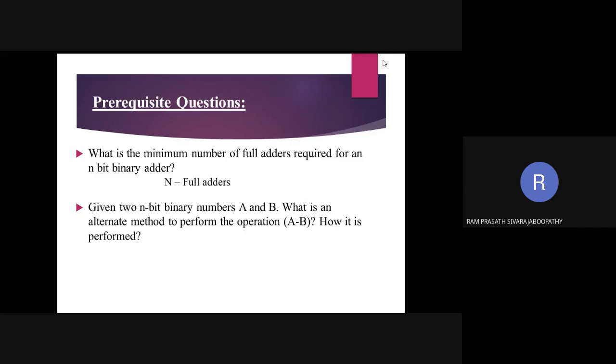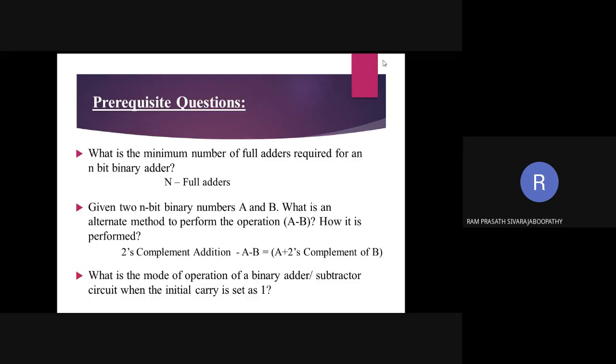2's complement, yes, a plus of minus b. So minus b is nothing but 2's complement of b. So a plus 2's complement of b is the correct answer. Thank you, Srihari. What is the mode of operation of a binary adder circuit when the initial carry is set as 1? Whether it will work as an adder or subtractor.